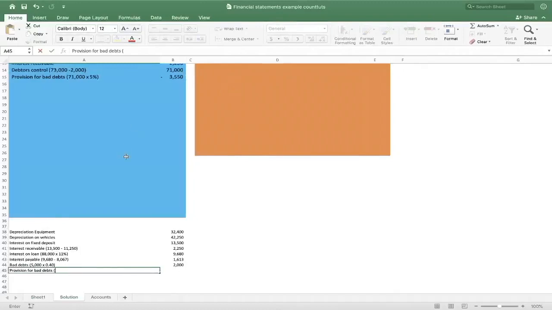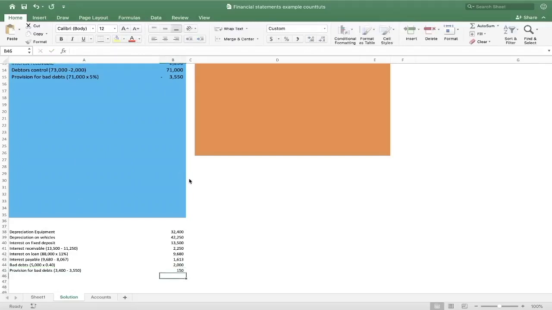3,550 rand. So I like to take the old one and deduct the new one. If it gives you a negative answer, meaning the old one is smaller than the new one, that means you have a provision for bad debt adjustment, which is a negative, which will go under operating expenses. So we have the old one was 3,400, and then we deduct the new one of 3,550, and you can see there that we have a negative. That means the difference between the two is 150. So I'm going to put 150 there. So we know that the new one is higher than the old one.